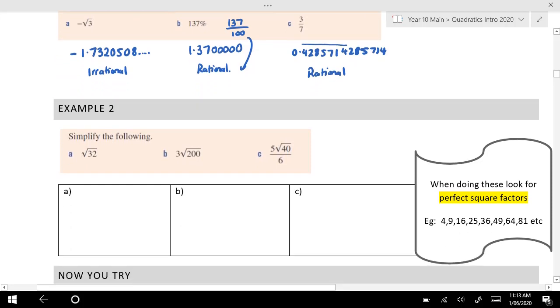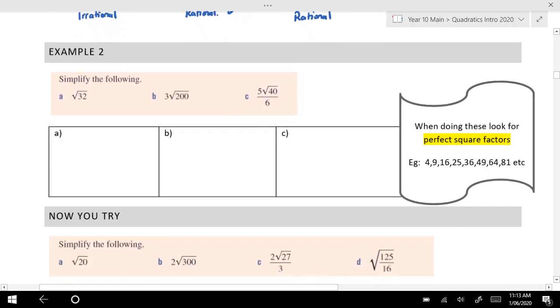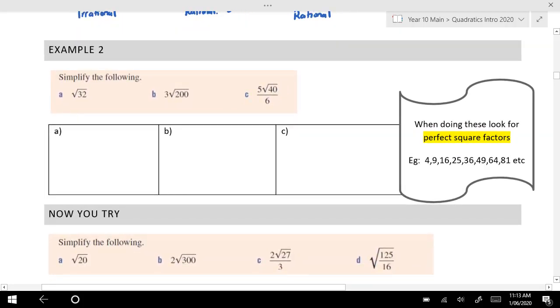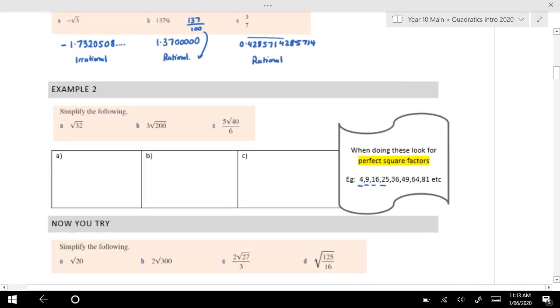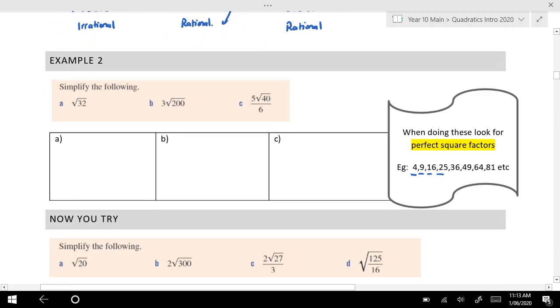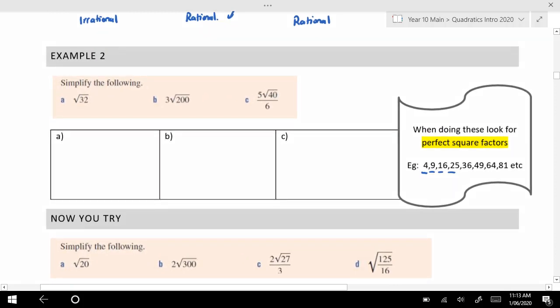Okay, now let's have a look at simplifying these. When you're simplifying these, the hint that I give you is that you really want to be looking for perfect squares. You want to be looking for 4, 9, 16, 25, 36, and so on. So you could simplify this. Which is the biggest perfect square which goes in here? Well, you could go 4, but in actual fact, 16 goes into 32. So I want to write it like this. That's the same as the square root of 16 times the square root of 2, which is the same as the square root of 32.